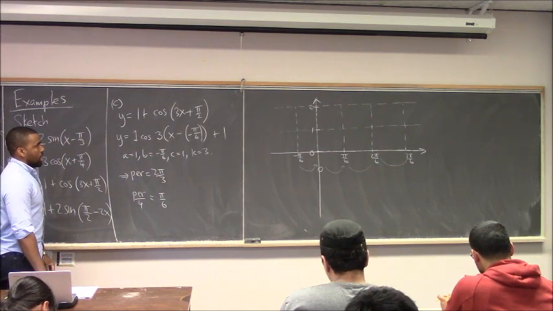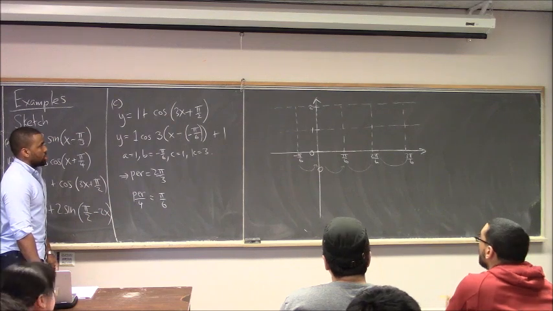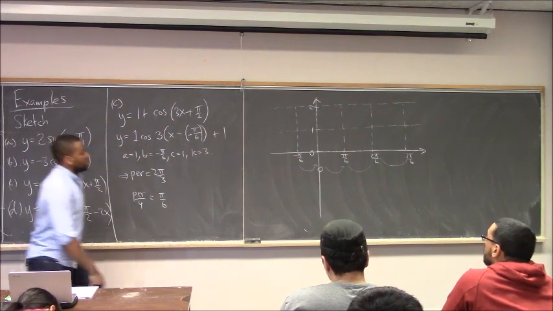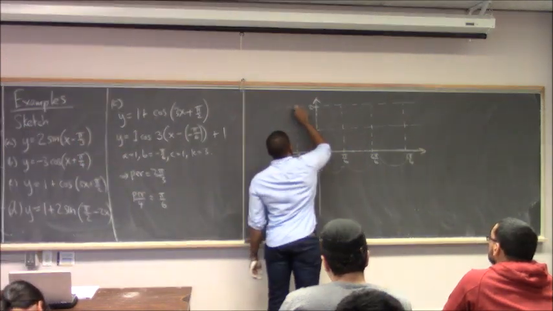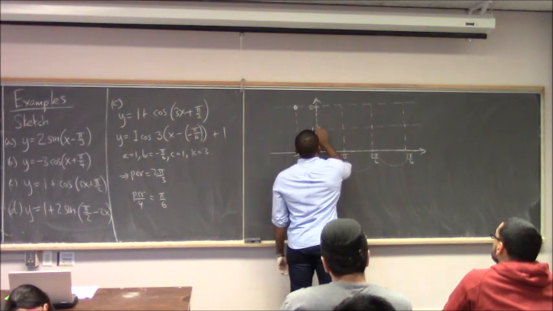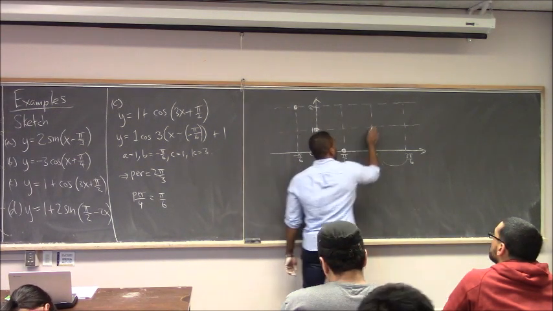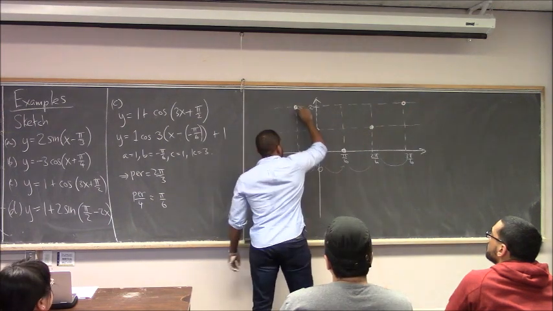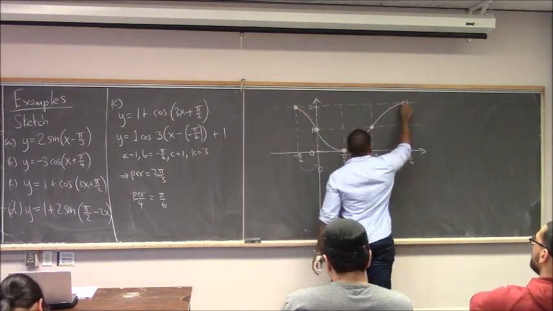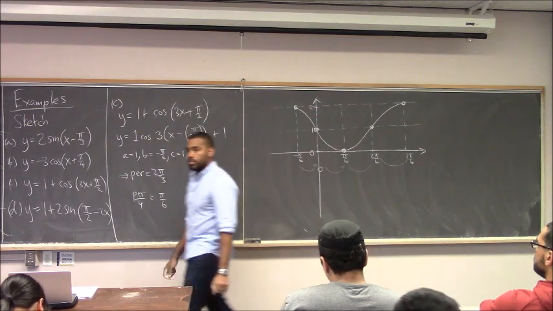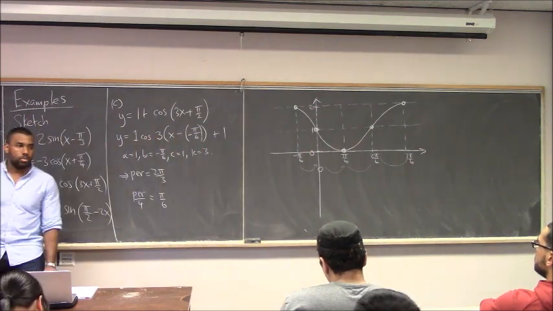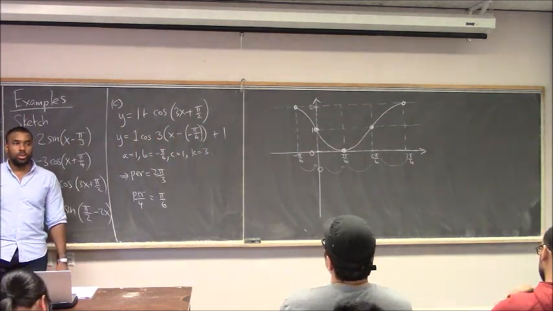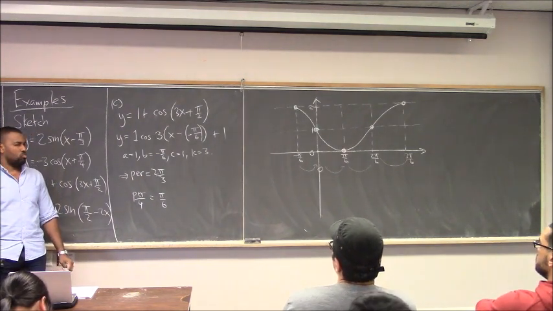And now, that's the entire grid. I just want to draw the cosine graph. I'm going to start at the top, then it's going to hit the middle, it's going to hit the bottom, then it's going to hit the middle, and it's going to hit the top. That's how cosine behaves. It's the graph. Questions?